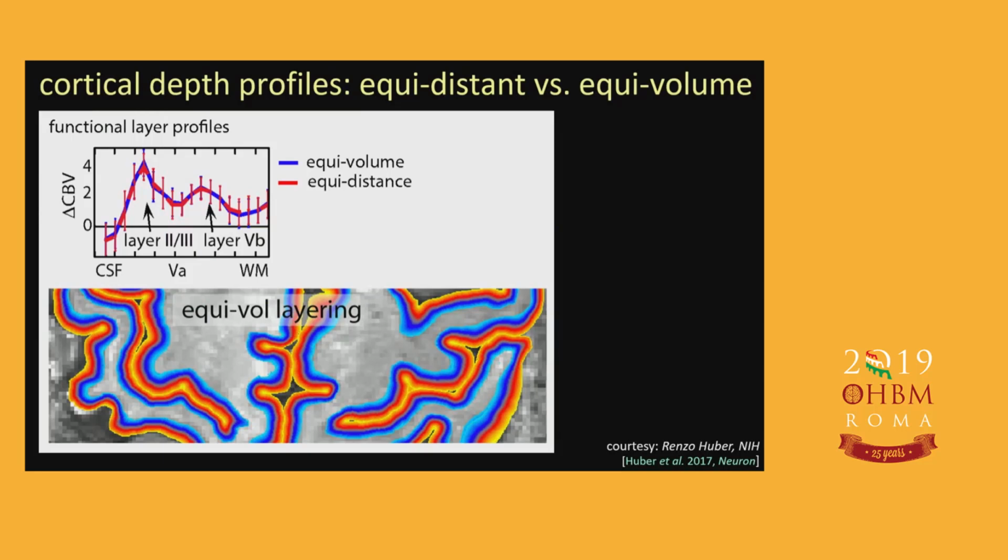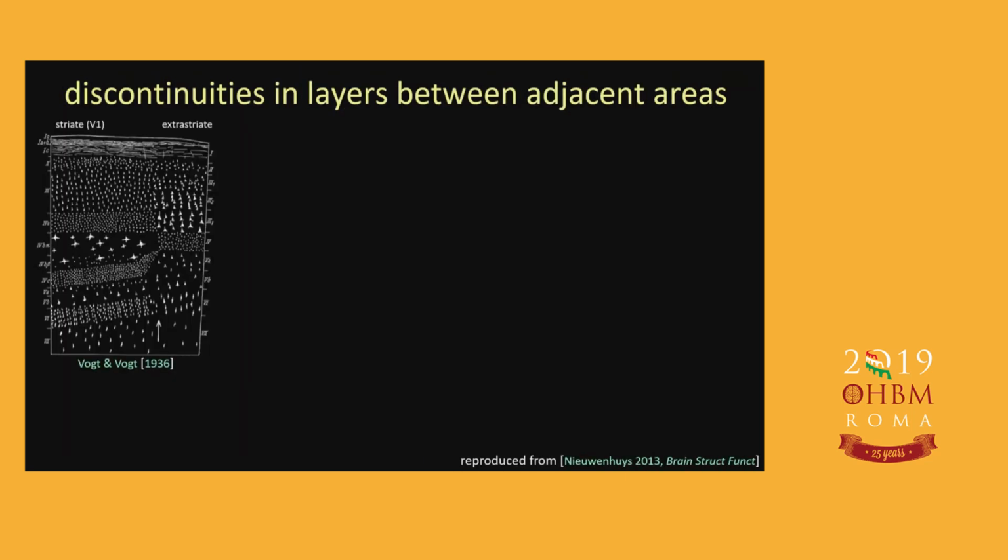Here's another example from Renzo looking at functional layer profiles using both the equivolume depth estimation and the equidistant depth estimation, using the same kind of sub-millimeter CBV data that he mentioned in the previous slide. You can see in this case that the cortical depth profiles from these two depth estimations seem to be pretty much the same. What this shows us is that even with today's voxel sizes, the difference between the equivolume approach and equidistant approach doesn't seem to be very pronounced in our data. However, we do expect that as we go to smaller and smaller voxel sizes, the equivolume approach will perform better.